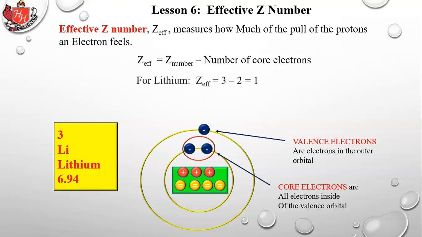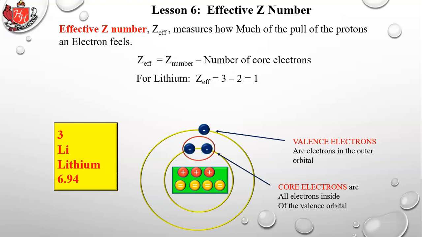So in this example, lithium has an effective Z number of 3. That's the Z number for lithium, 3. It's how many protons it has, minus the number of core electrons. Those are the electrons that are blocking the pull of the protons on that valence electron. So it's simply 3 minus 2. It sounds like a real simple formula.